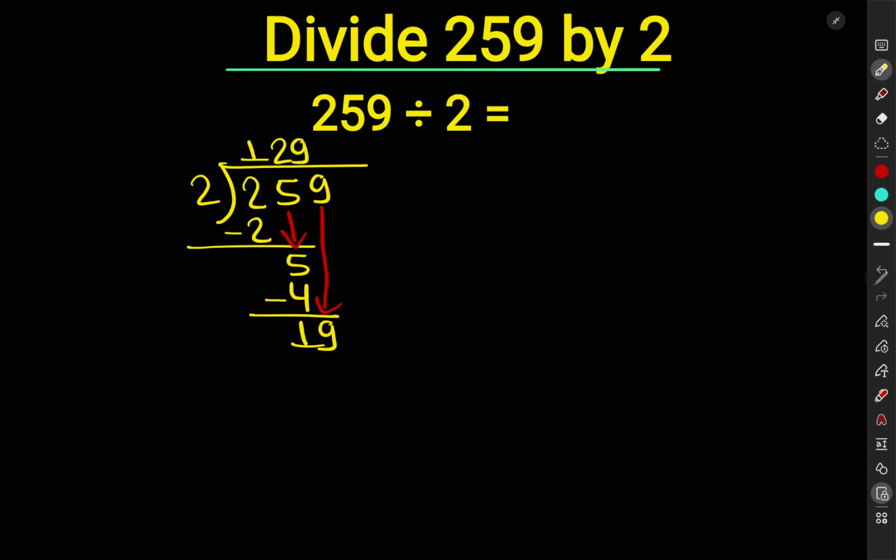So 2 times 9 means 18. On subtracting we get 1. So again this 1 is less than 2 and there is no other number beside. So we put here decimal so that we take 0. So now it became 10 and 2 times 5 means 10. On subtracting we get 0.